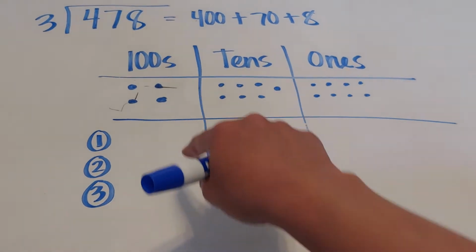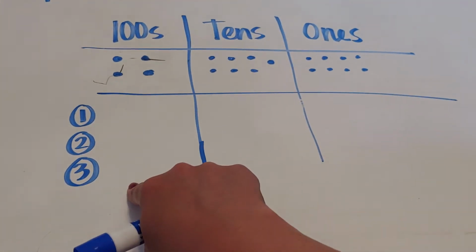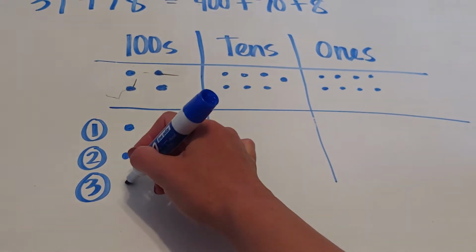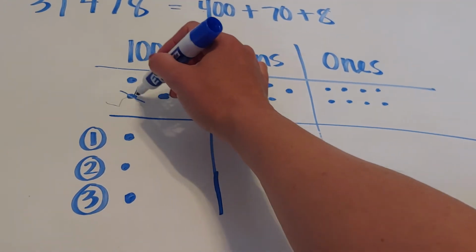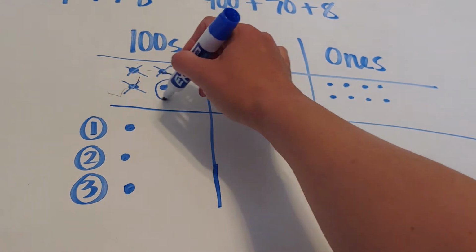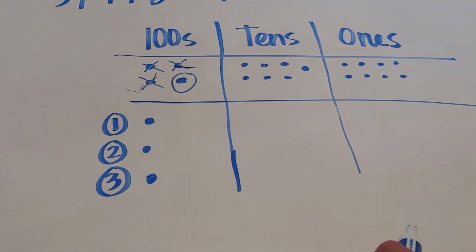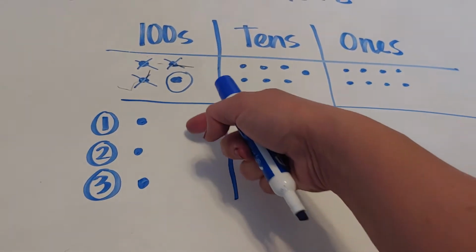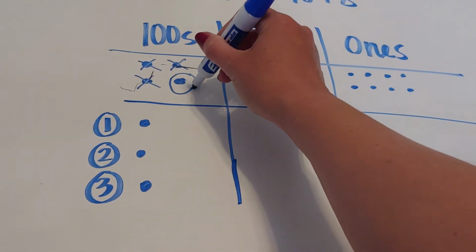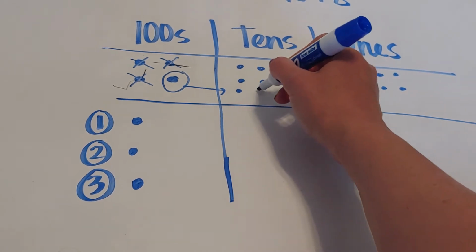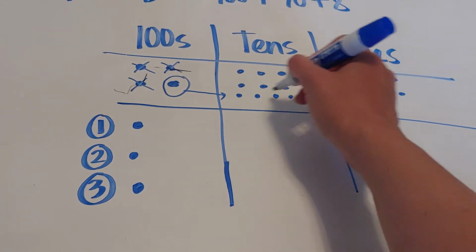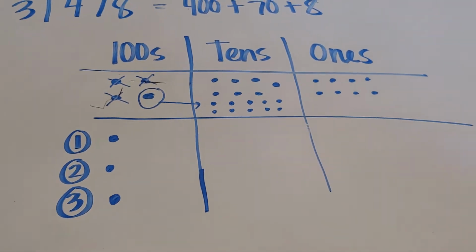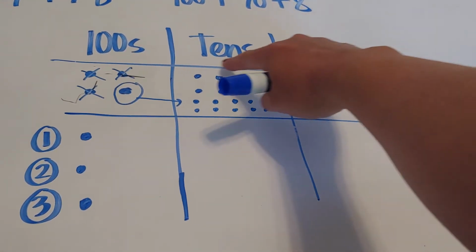Okay, so I'm going to take those hundreds. Do I have enough hundreds to give everybody 1? I do, right? So I'm going to have 1, 2, 3 hundreds, so 3 of them are gone. And I have 1 left over. Okay. Now, that 1 left over, what do I do with it? Can I break that 100 apart? Well, yes, I can. But in order to break that 100 apart, I have to make 10 tens. So I'm going to now draw 10 chips because I need to break it apart. Okay. So now, before I had 7 tens, now I have 17 tens.